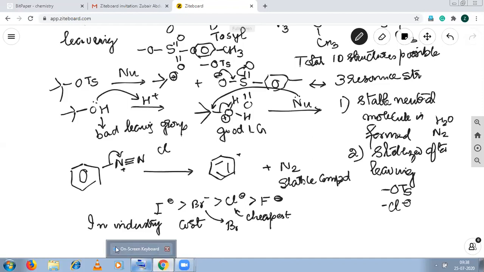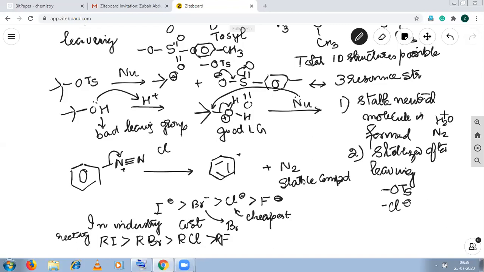Okay, so that way you can consider. You can say alkyl iodides react faster. Reactivity: RI reacts faster than RBr, faster than RCl, faster than RF. So that is the nature of leaving group.